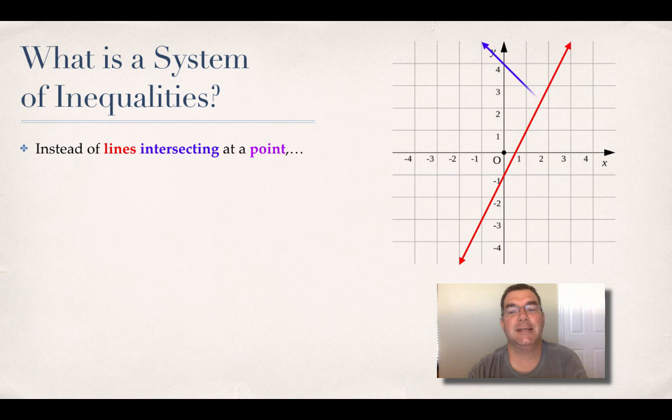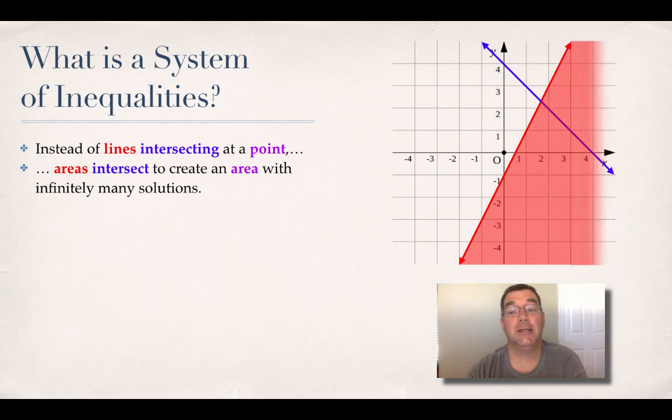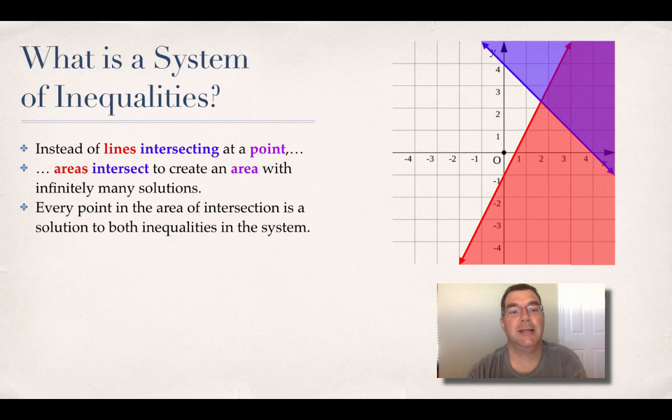Well, instead of lines intersecting at a point, I actually have areas, because remember, inequalities are represented by areas, and they intersect to create an area. So the red area that I shaded first intersects with the blue area that I shaded second to create that purple area over there on the top right. Okay, so that would be considered the solution area to that system of inequalities. So every point in that purple area is going to be a solution to both inequalities. If it's just in the red, it's not a solution. If it's just in the blue, it's not a solution. It has to be in the overlap, that purple area.